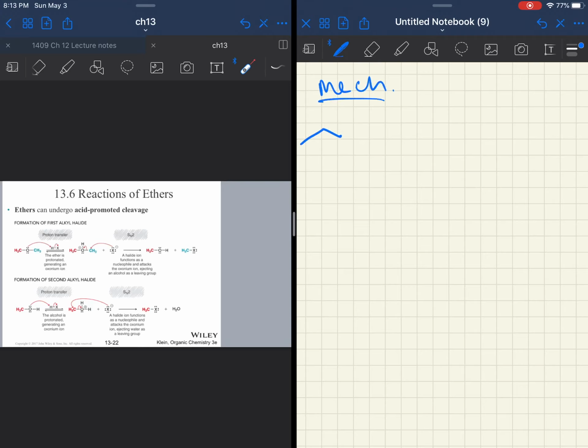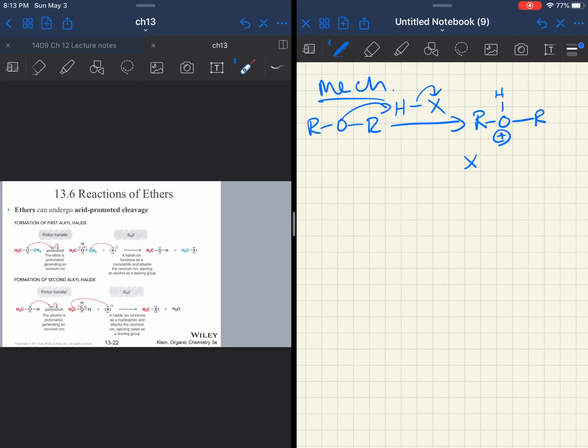The first thing that's going to happen is your ether is going to get protonated, right? It's not that there's any good leaving group. There's no really good nucleophilic site or electrophilic site. So the first thing that happens is a protonation. And now suddenly we have this good leaving group here.